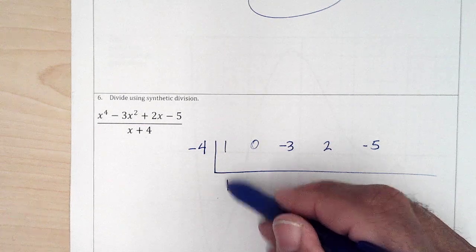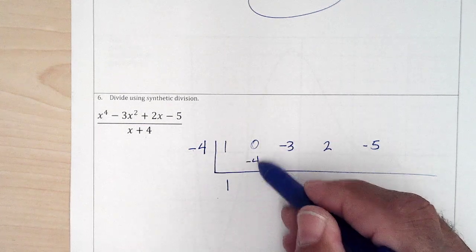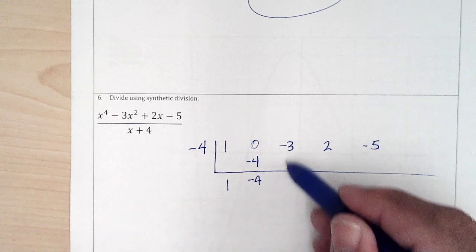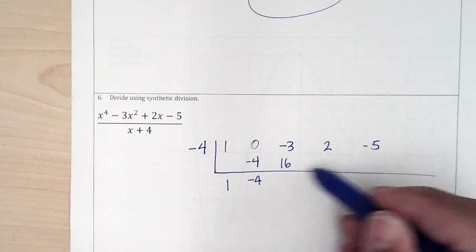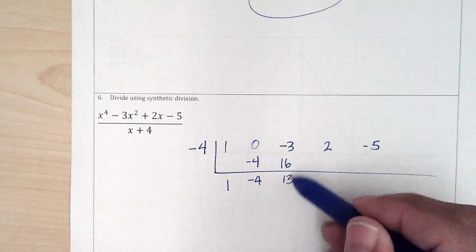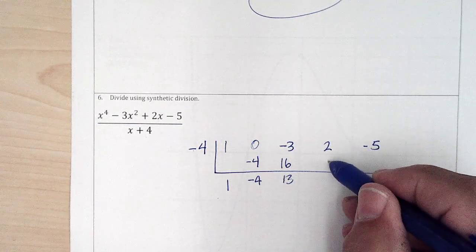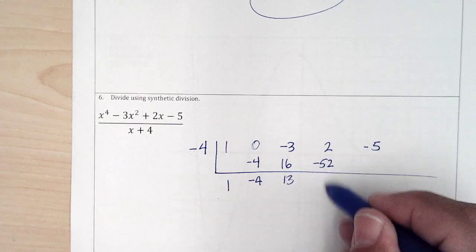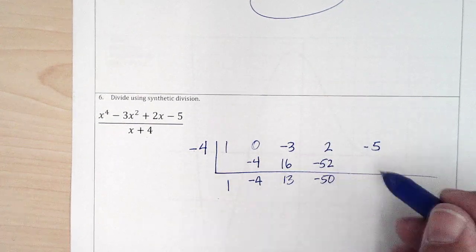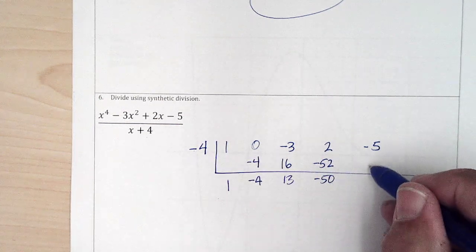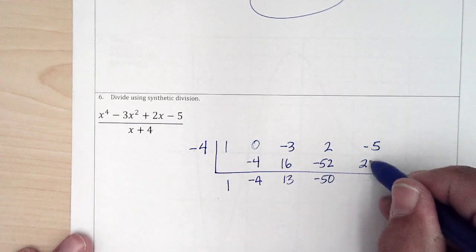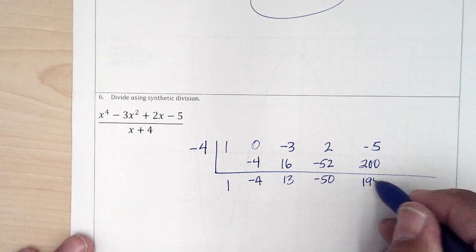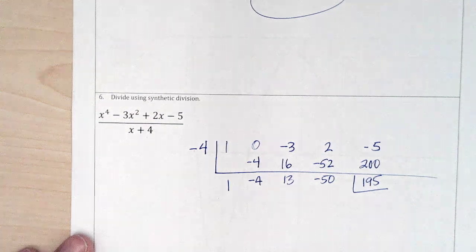Add down, multiply. Add down, multiply. Add down, multiply. That's negative 52. Add down, multiply. Add down. So it doesn't go in evenly.